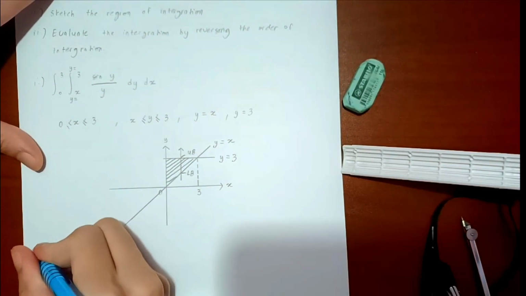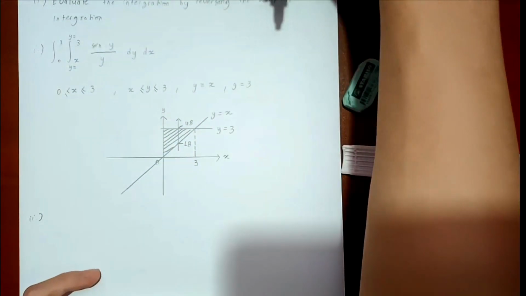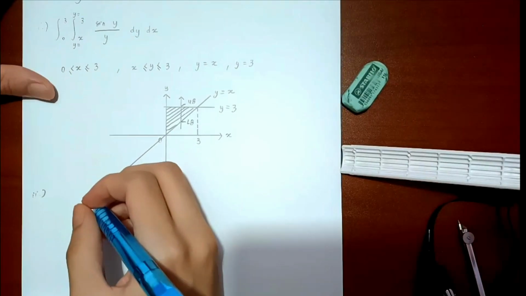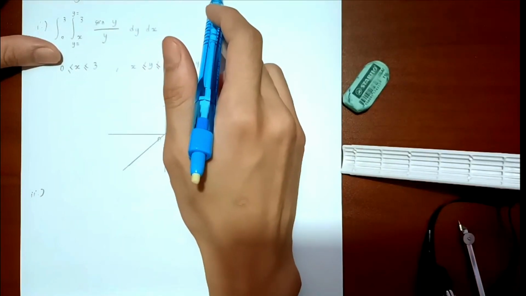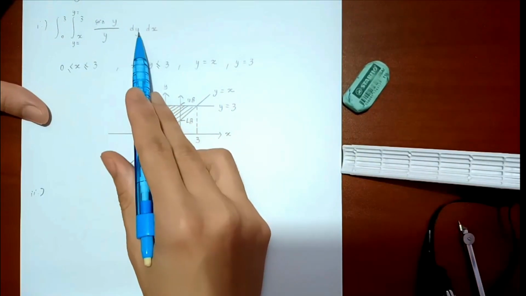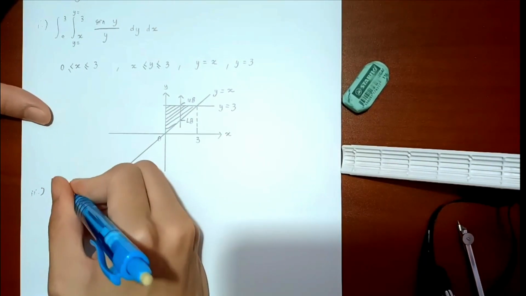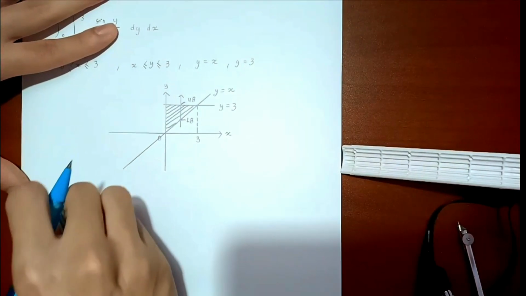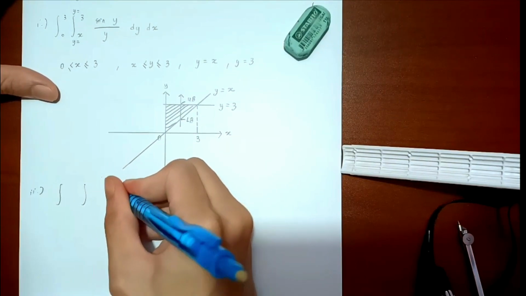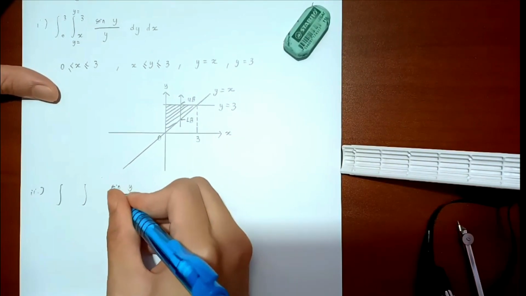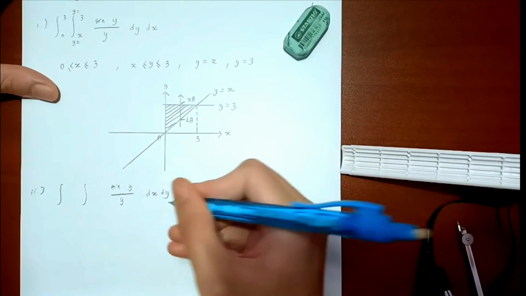Next, we can go to question number 2, which is to evaluate the integration. But in this question, it asks us to use the reverse order of the integration. So instead of doing dy dx, this time we do dx dy. The equation inside still remains the same. There's no need to change anything for that. The only thing that changes is this dx dy.